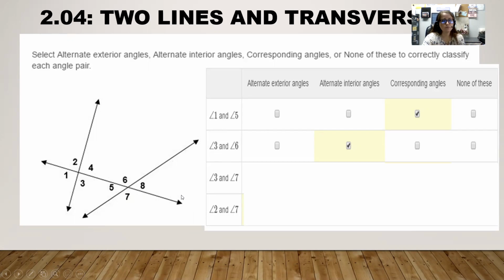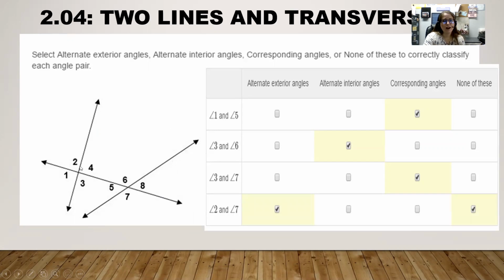What about angle 3 and angle 7? We know that angle 3 is to the right of this line here. Angle 7 is also to the right of this line here, and they're both on the same side of this transversal. So we could say that these are going to be corresponding angles. They're both on the same side of the transversal, both on the same side of each of those lines, both to the right. So they're corresponding angles.